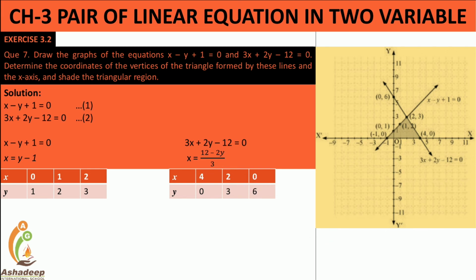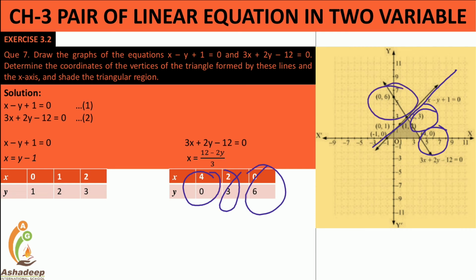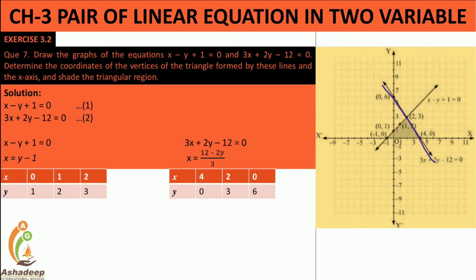Plot these points. See here, these are the points plotted: 0 1, then 1 2, and then 2 3. Form a line. Here 4 0, 2 3, and 0 6. You draw this line, and with the x-axis, we will form this triangular region and shade it, right?